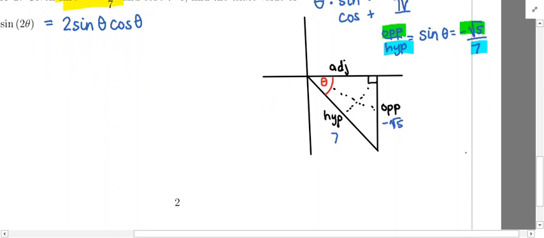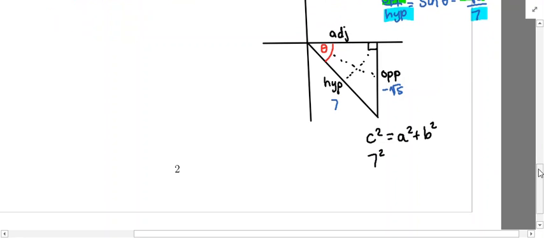Pythagorean theorem. So I know that c squared has to equal a squared plus b squared. I'm going to plug in what I know. I know the hypotenuse is 7, so I get 7 squared is equal to a squared plus the opposite side, negative square root of 5. We have to square that. So we get 49 is equal to a squared plus the negative squared will turn it positive, and then square root of 5 times itself will give you 5.